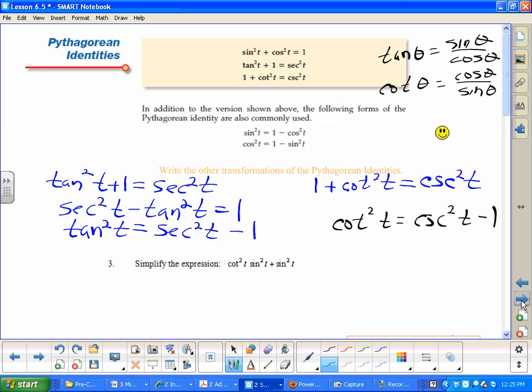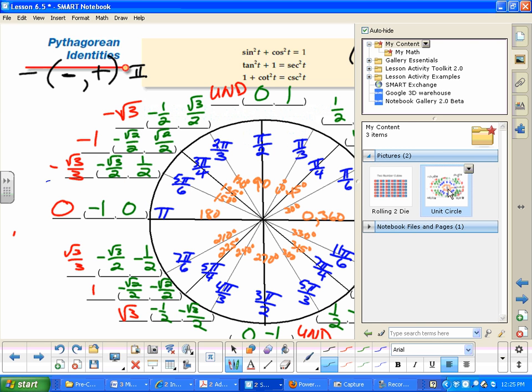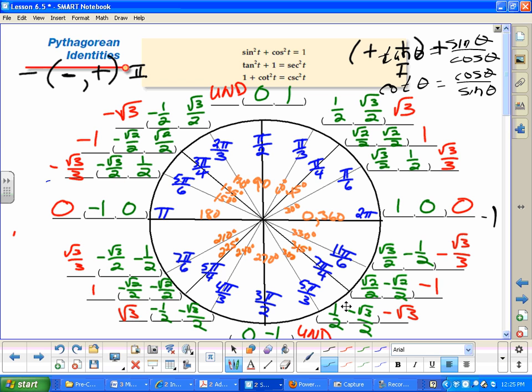Because if you take this unit circle again, and we add any pair of these coordinates, x and y, they're never going to equal 1. It only works when they're squared. So that's the only time we can use this, when they're squared.